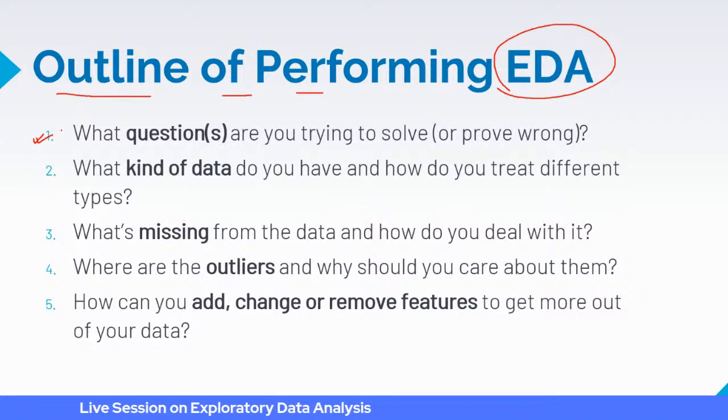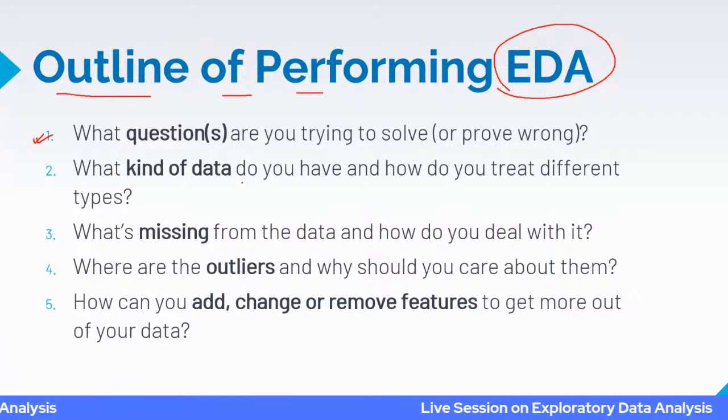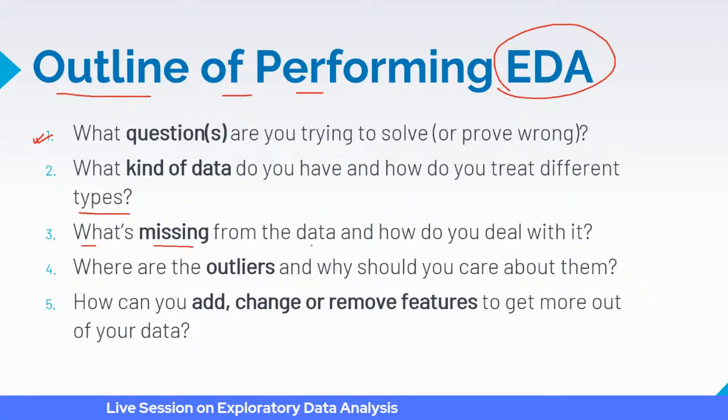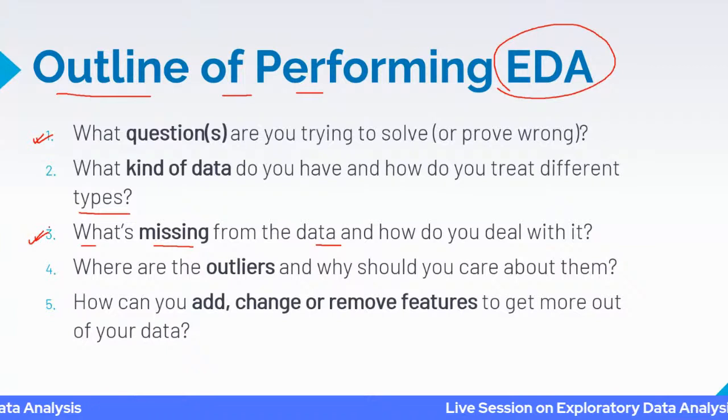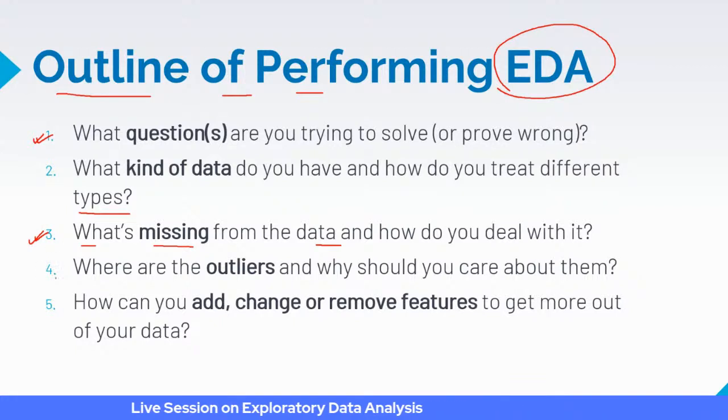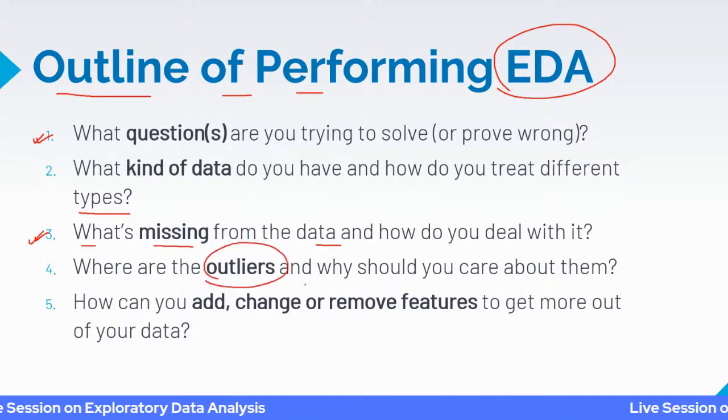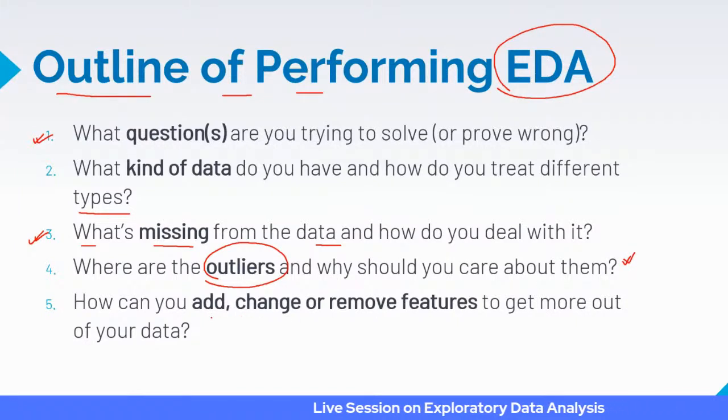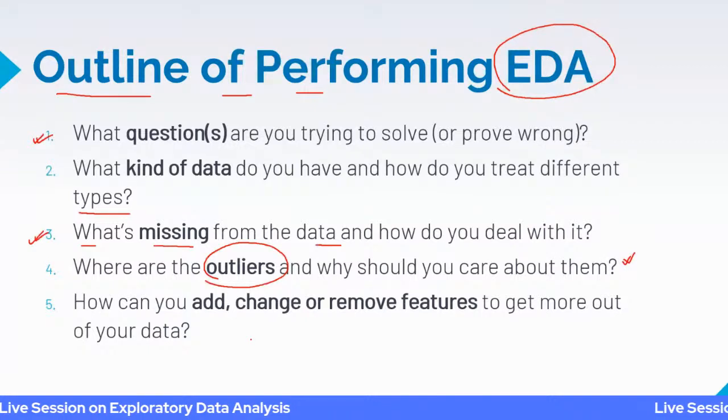If you don't understand the problem statement, ask. What kind of data do you have and how do you treat different types of data? What's missing from the data and how do you deal with it? This is one of the most important topics in EDA: how to handle missing values. Where are the outliers and why should you care about them? Outliers are very important because they are far away from the rest of the data points. So identifying an outlier and dealing with it is very important.